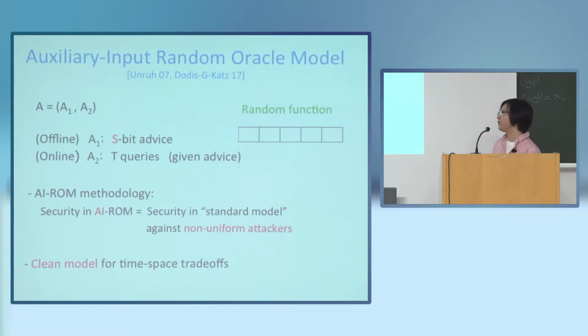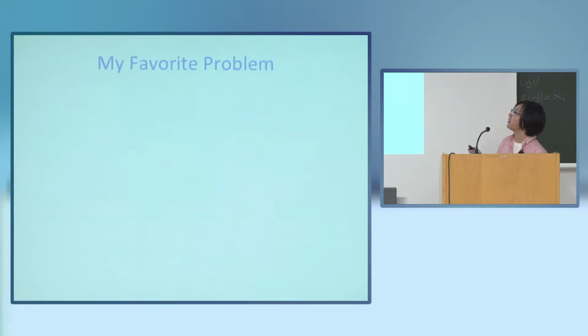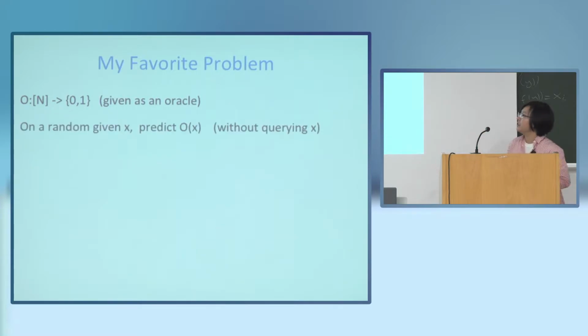In order for you to get more idea about how to attack things here, I would like to share with you my favorite problem. It's a very easy problem. You are given a random function from n bits to 0, 1. So if you think of the truth table of the function as a huge random string of length 2^n, and you give it as oracle. And your task is I give you a random x, and you predict what's the value of O(x). Of course, you cannot cheat. You cannot query O(x).